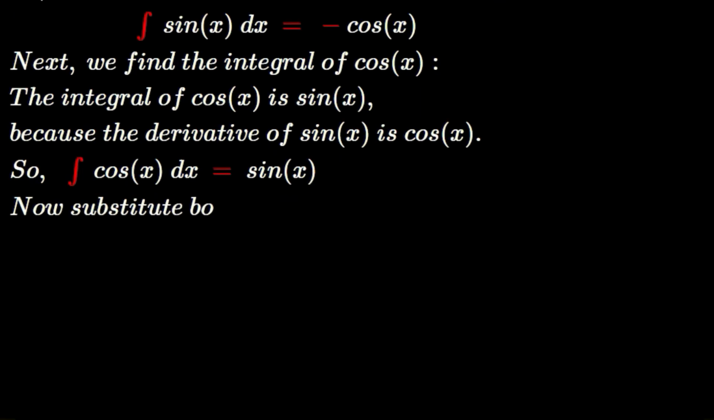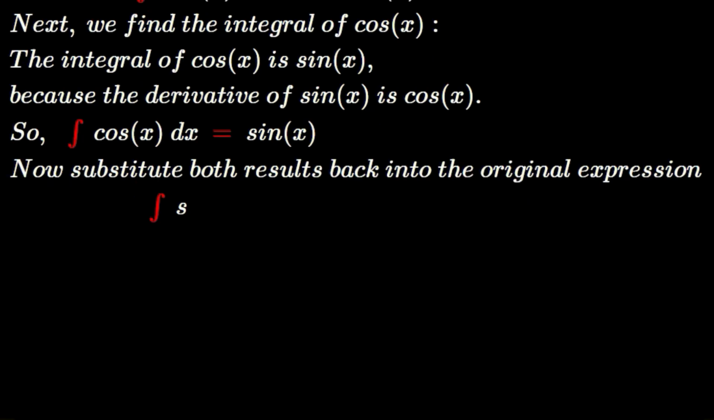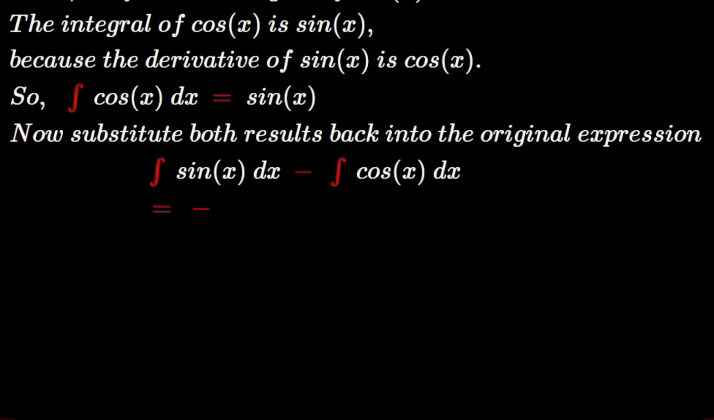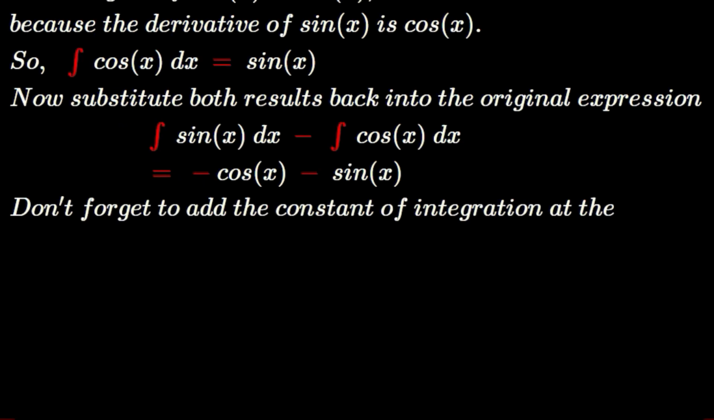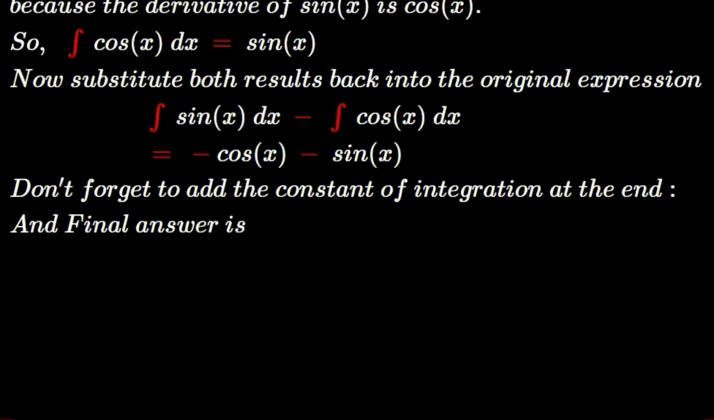Now substitute both results back into the original expression. Integral sine x dx minus integral cosine x dx equals minus cosine x minus sine x. Don't forget to add the constant of integration at the end, and the final answer is minus cosine x minus sine x plus c.